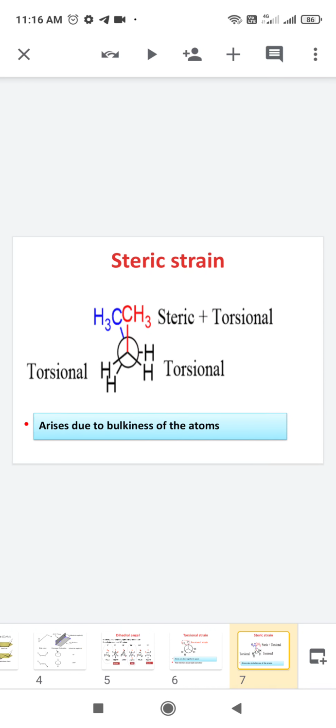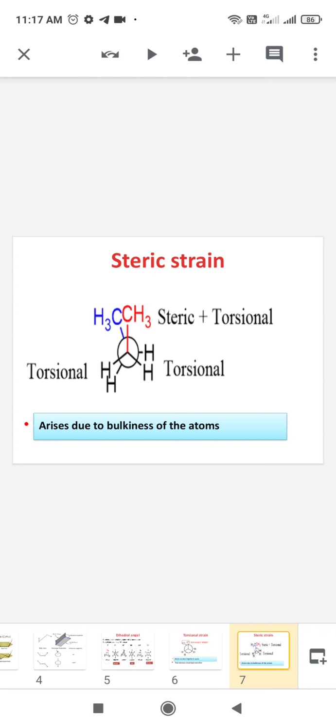Next we will discuss the steric strain. As the name indicates, steric strain is the strain which arises due to the presence of a bulky group. Here, compared with hydrogen, CH3, that is the methyl group, is a bulky group. So it acquires a steric repulsion, that means due to the bulkiness of the group. So one methyl group is just behind the other, and there exists an electron cloud repulsion due to the bulkiness of the methyl group. That is known as the steric strain.